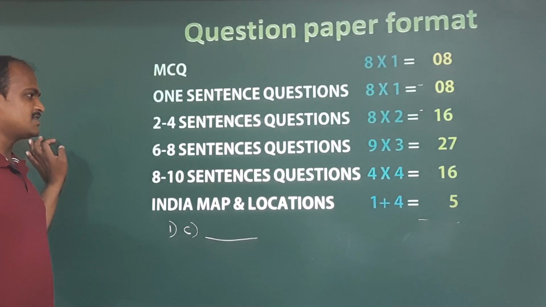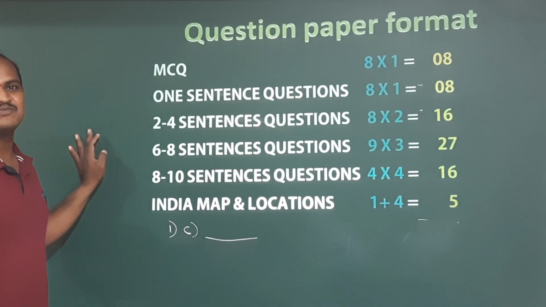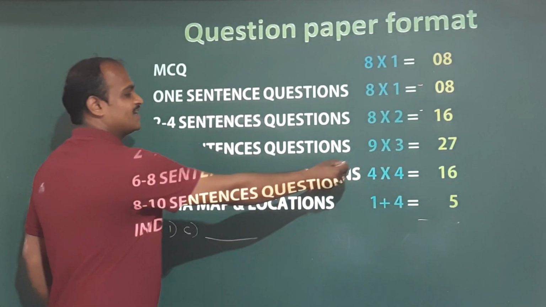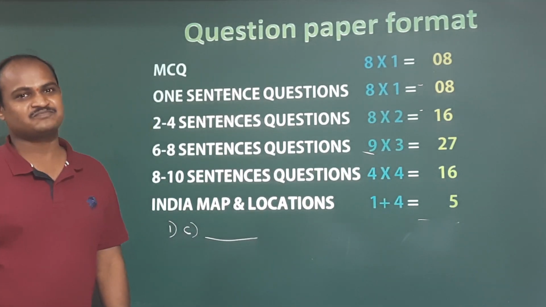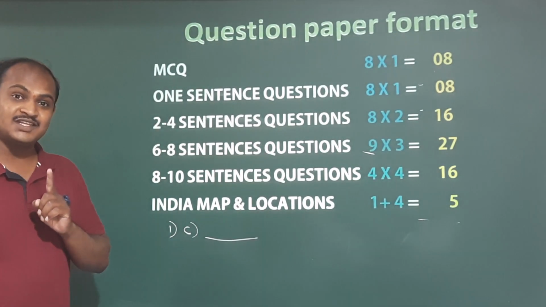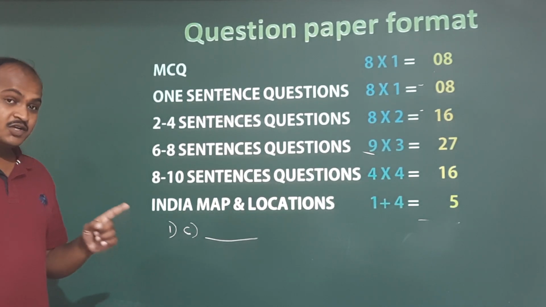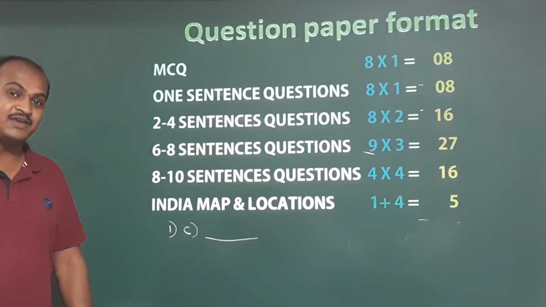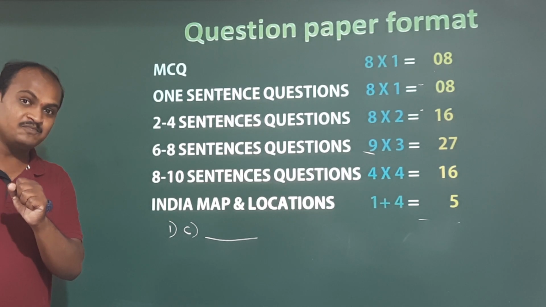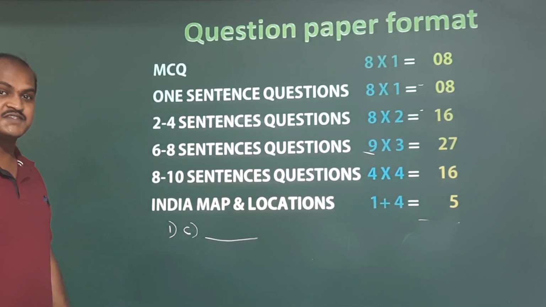And another one is the 6 to 8 sentences question, which is very important. Because see, how many questions will be asked there? 9 questions. 9 questions will be asked for 3 marks each. So 9 times 3, 27 marks out of 80 you will get from 6 to 8 sentences. Here, your answer should be a minimum of 6 points.